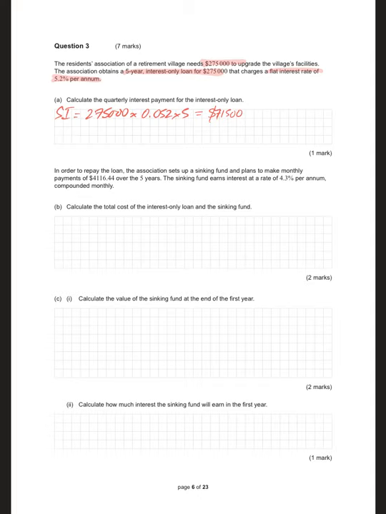But we want the quarterly interest payment. So 5 years, 4 quarters a year, that's going to be 20. So 71,500 divided by 20 is equal to 3,575 quarterly interest payment.